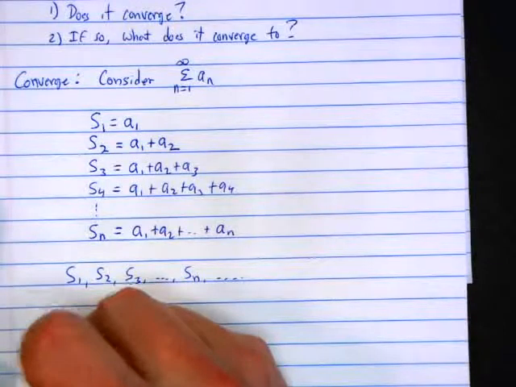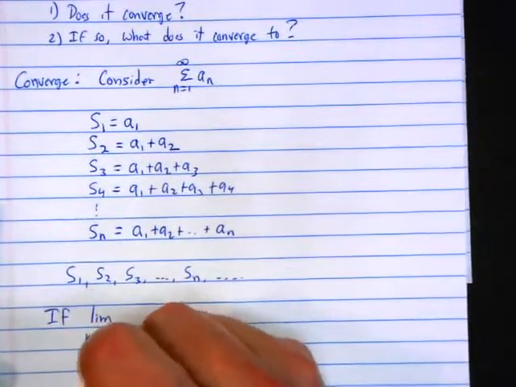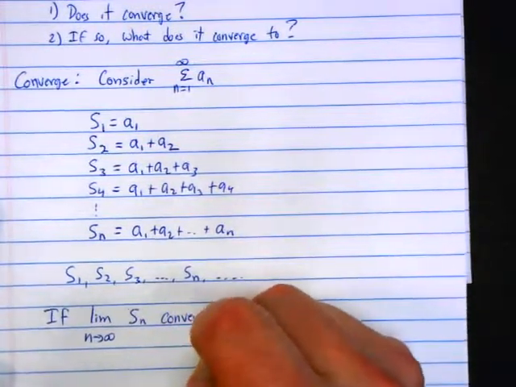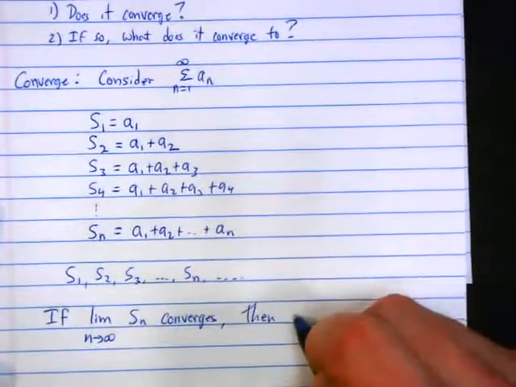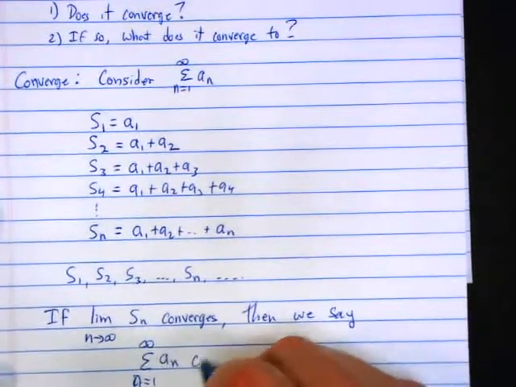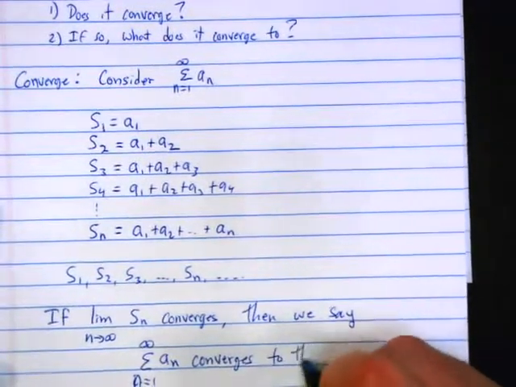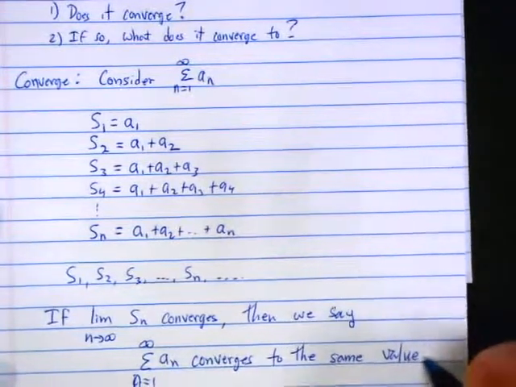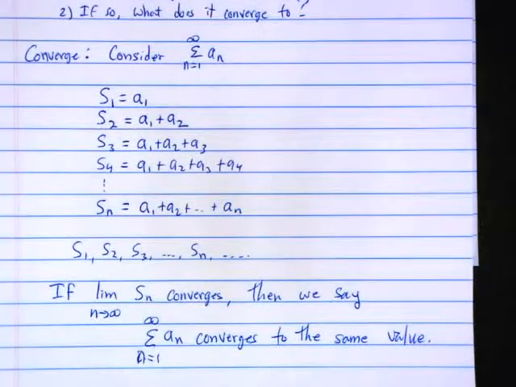So, if the limit as n goes to infinity of S sub n converges, then we say the sum from n equals 1 to infinity of a sub n converges also, to the same value. So we start with an infinite series. To tell if an infinite series converges, you create a sequence. And then you test for the convergence of the sequence. Questions on that? All right, so this makes more sense when you have an example.